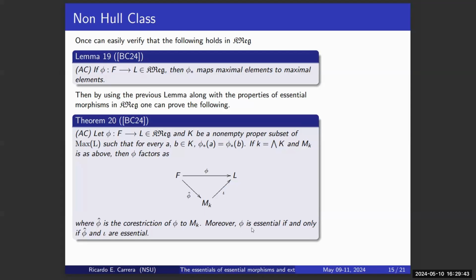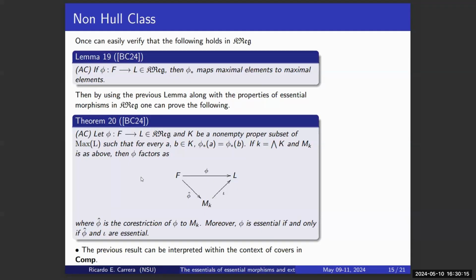Moreover, you get that phi is essential if and only if phi star and i are essential. One can check that this is the case using factorization properties of the maps in kReg, and then the definition of M sub k. The part about essentialness with regards to the factorization follows from the fact that the essential maps in kReg have that factorization property.